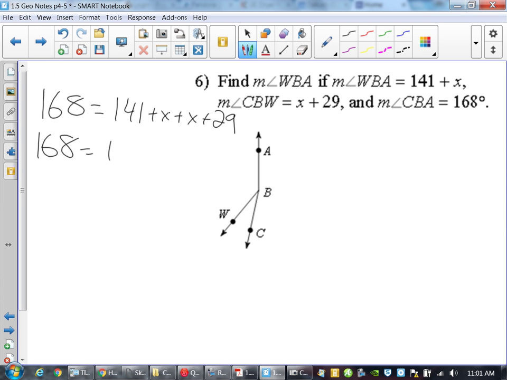So that'd be what, 170? Subtract that over. And you get -1 for x. Now, just like we did earlier, did it matter that the x was negative? Nope. Because you substitute in, what's 141 minus 1? 140. What's 29 minus 1? 28. And last time I checked, 140 and 28 is 168, and it works. Okay? So it's not crazy that you get the negative in there.